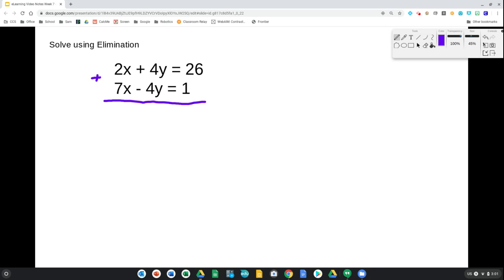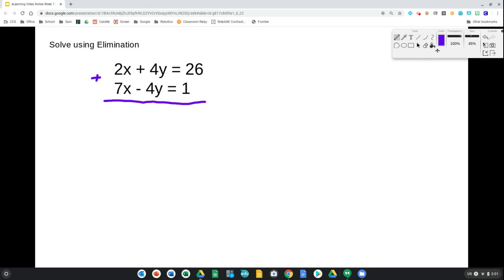That's the key to this problem: to make sure that something will get eliminated when we combine these equations together. We can combine them by adding or by subtracting. We can either get rid of the x's or the y's. In this case, the y's are going to be eliminated when we add them together. So let's go ahead and add them together.